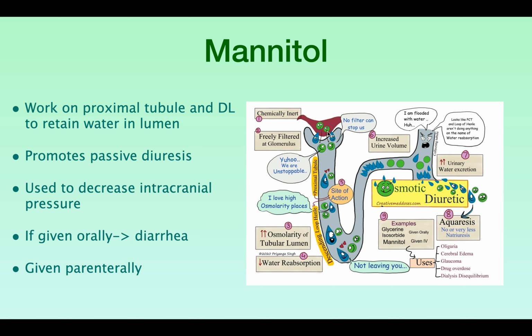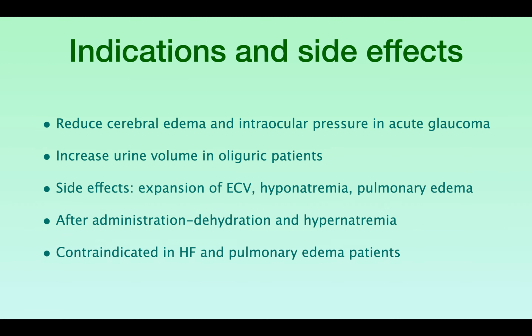It's freely filtered at the glomerulus, and it increases the osmolarity of the tubular lumen, so decreased water absorption. That's more like just a physics kind of thing. Okay, so you want to use it to reduce cerebral edema and intraocular pressure in acute glaucoma, and to increase the urine volume in oliguric patients. Side effect is going to be expansion of the extracellular volume, of course, hyponatremia. Not because you're really getting rid of the sodium per se, you are diluting it because you're retaining the fluid.